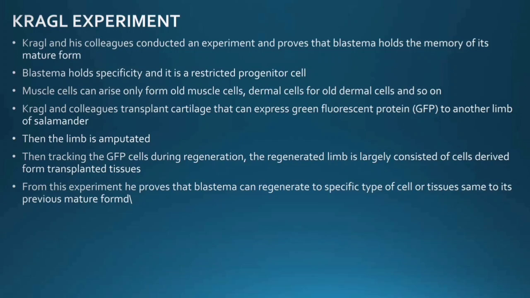Kragl and colleagues transplanted cartilage that expresses green fluorescent protein, GFP, to another limb of a salamander, then the limb is amputated. Then tracking the GFP cells during regeneration, the regenerated limb largely consisted of cells derived from the transplanted tissues. From this experiment he proves that blastema can regenerate to specific types of cells or tissues same as its previous mature form.